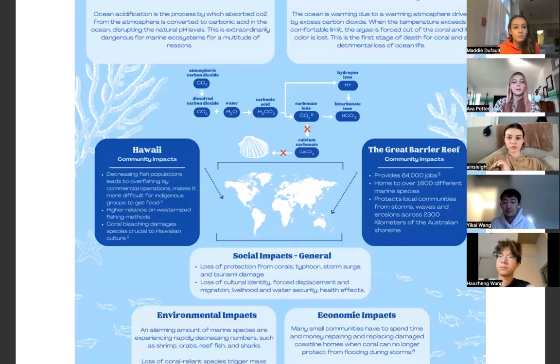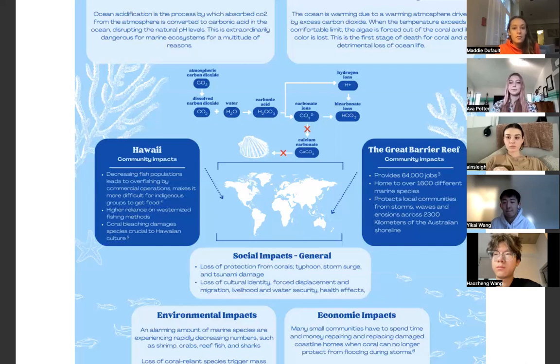So we also talked about the community impacts of ocean acidification and coral bleaching. So for Hawaii, decreasing fish populations lead to overfishing by commercial operations, which makes it really difficult for indigenous and local groups to get food in the way that they're used to. There's also a higher reliance on westernized fishing methods, like bottom trawling and using really big nets that can damage ecosystems even further. And coral bleaching also damages a lot of species that are crucial to Hawaiian culture in terms of food and other cultural practices.